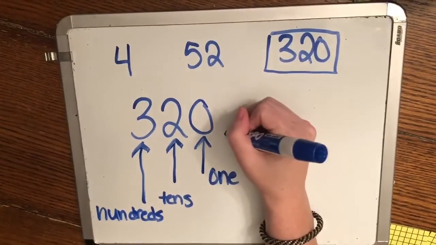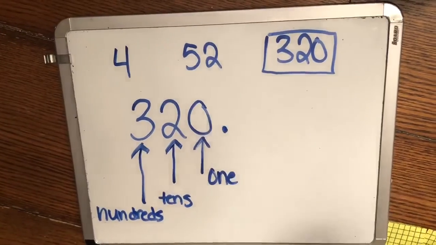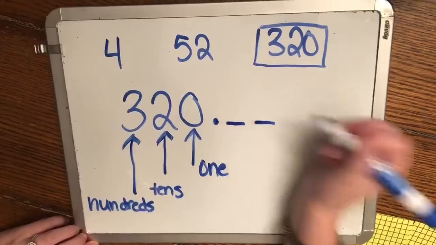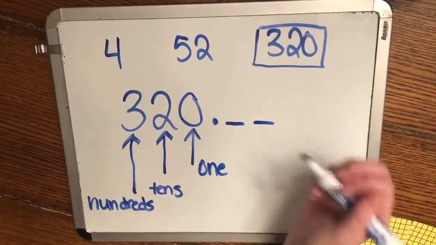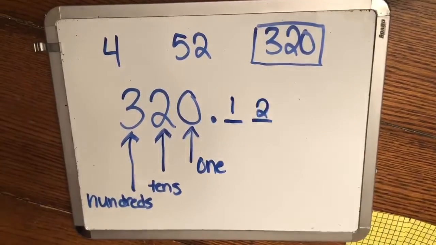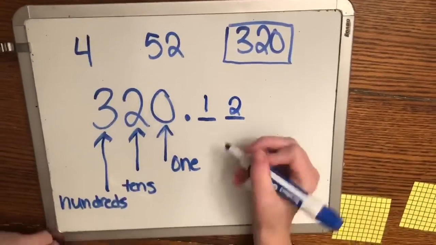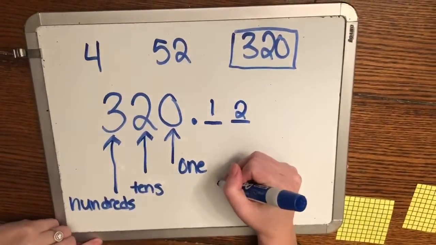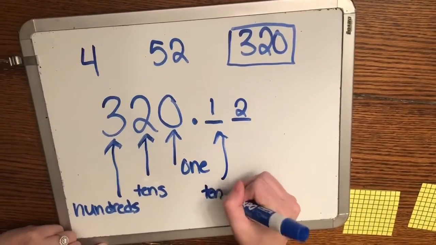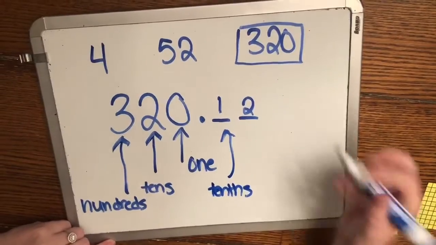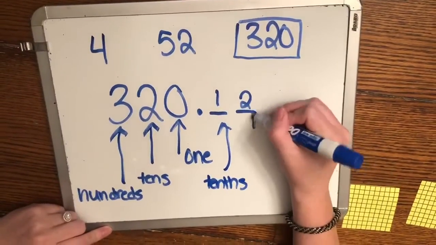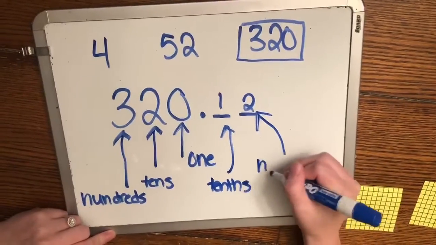So you could have a problem with a decimal right here. Then you could have numbers right here. What could those numbers be? What would those numbers be called? So let's do 12. If you're asked, what is the name of this place value? This is the tenths place. Well, what place is the 2? The 2 is called the hundredths place.